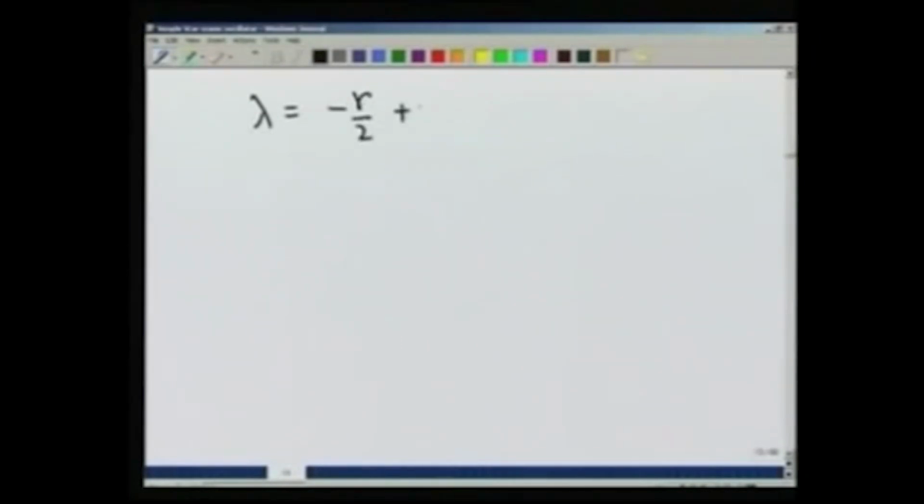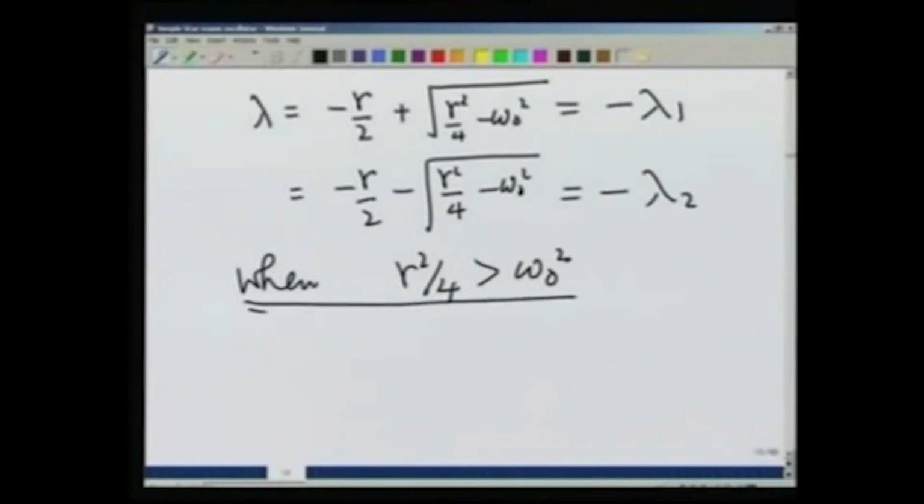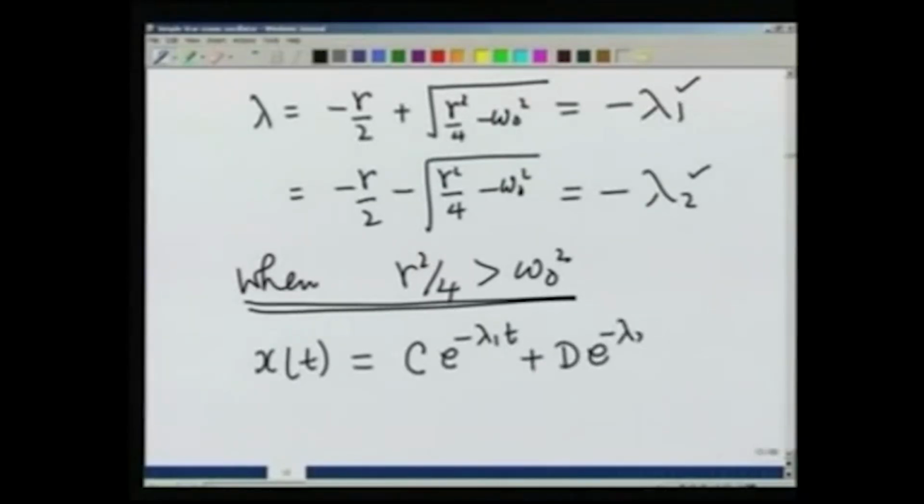So, I got two roots, lambda equals minus gamma over 2 plus square root of gamma square over 4 minus omega 0 square, or also minus gamma over 2 minus square root of gamma square over 4 minus omega 0 square. Let me call this minus lambda 1, let me call this minus lambda 2, so that the solution in the case when gamma square over 4 is greater than omega 0 square, and this is important. Now, I am going to focus on this. When this is so, lambda 1 and lambda 2 are real, and the general solution x t is going to be of the form c e raised to minus lambda 1 t plus d e raised to minus lambda 2 t.